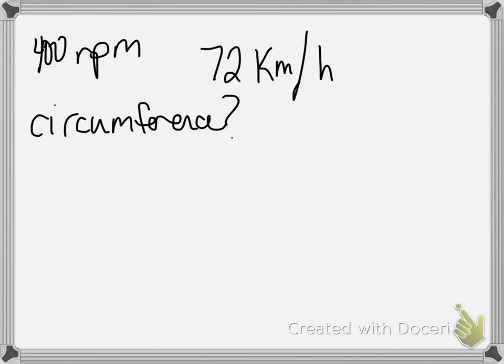First off, number 1, this is an angular and linear speed problem, thinking all the way back to trig. We need to take these revolutions per minute, or we need to take these kilometers per hour, and convert one to the other. Let's go with the kilometers per hour and convert it to centimeters per minute.